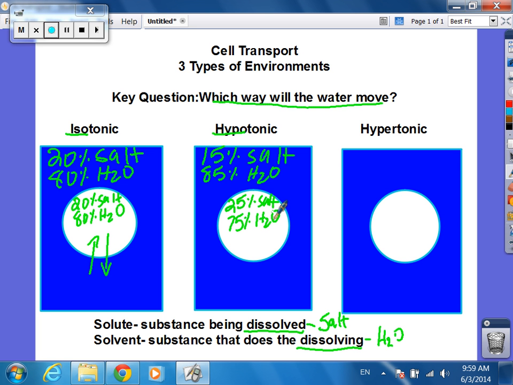So then you have to answer the question, which way will the water move? Water always moves from high to low. So in this case, water will move into the cell at a greater rate than out of the cell.